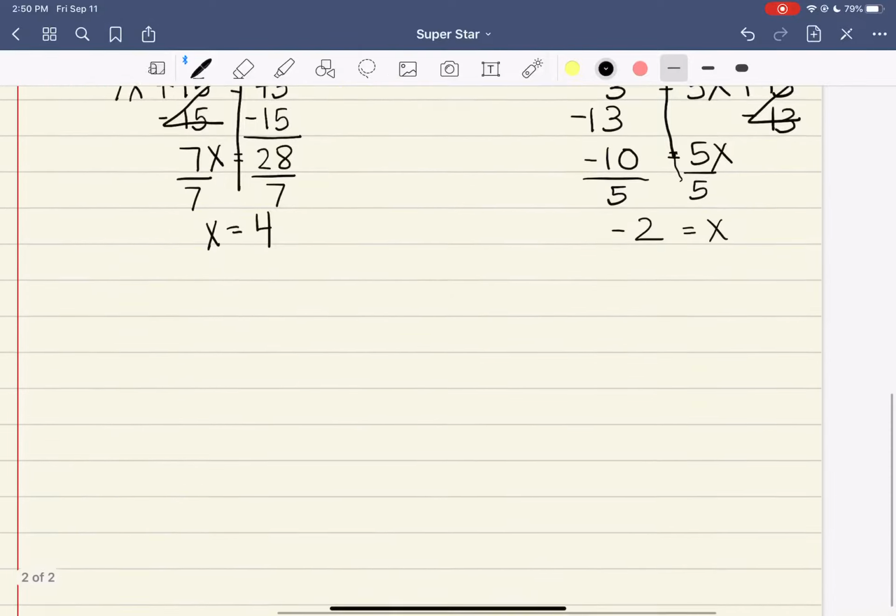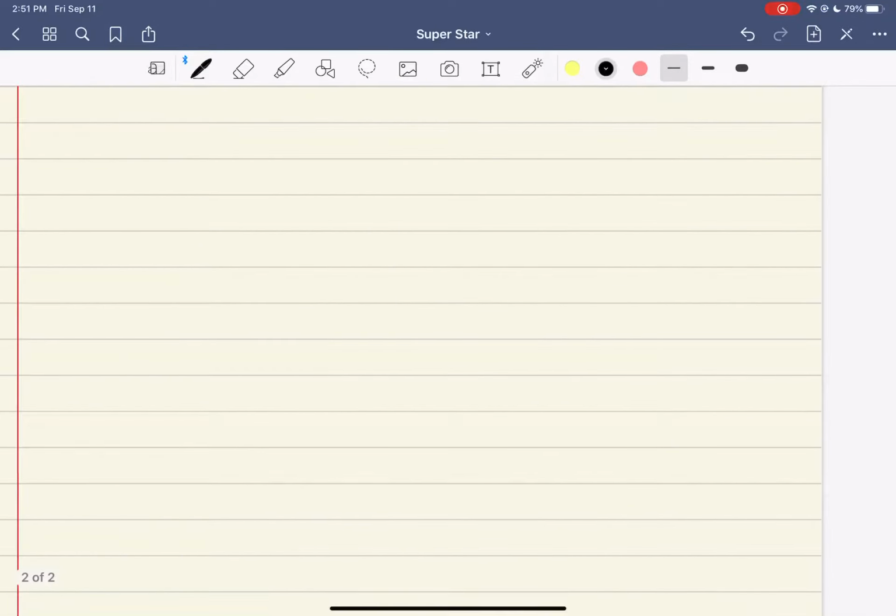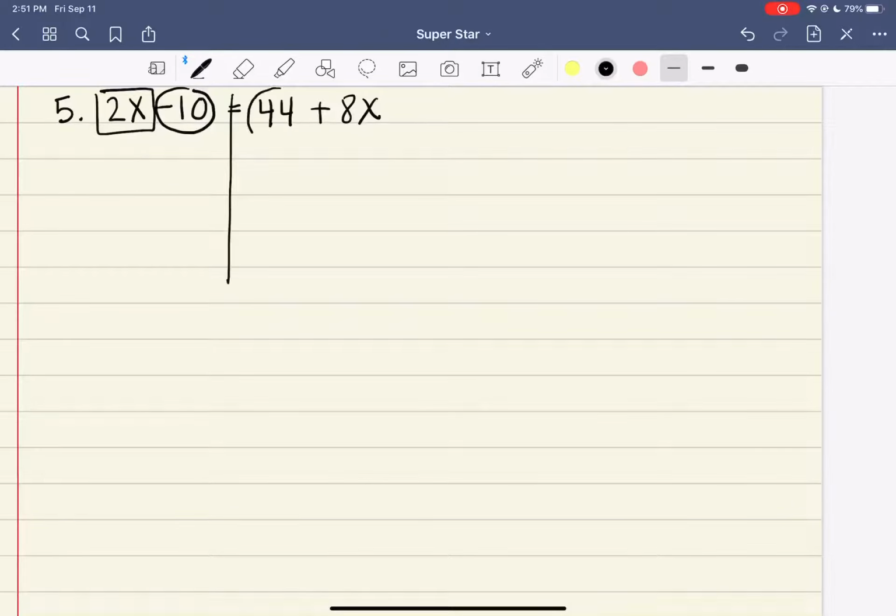Okay, moving on to our next problem, which is number 5. Number 5 reads 2x minus 10 equals 44 plus 8x. So we're going to go ahead and box and circle accordingly. Circle and box for our variable.